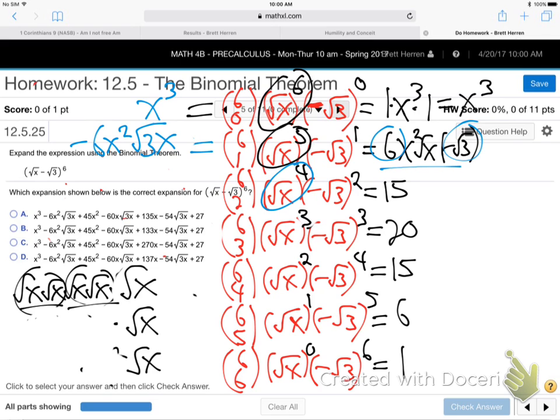Everybody see that's just x squared? Because root x to the fourth is just 4 root x's. 2 root x's is a plain x. Another 2 root x's is a plain x. So that's x squared.